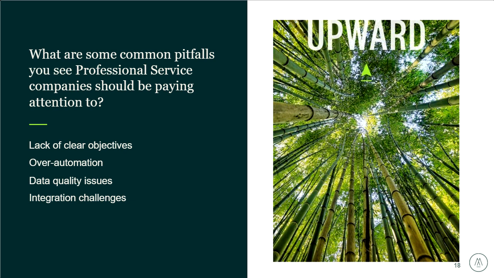Lack of clear objectives. Failing to establish clear objectives for automation can lead to misalignment between the technology and business needs. Companies should define specific goals they want to achieve with automation. Over-automation, automating everything. Attempting to automate too many processes at once can overwhelm teams and lead to confusion. It's important to prioritize processes that will benefit most from automation and implement changes gradually.